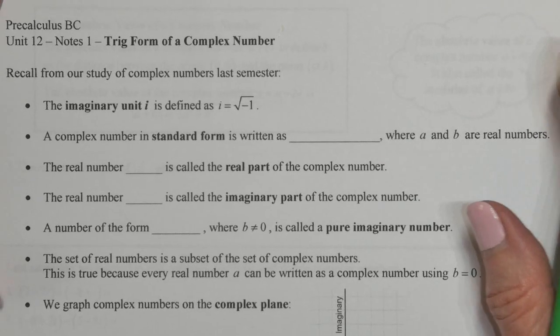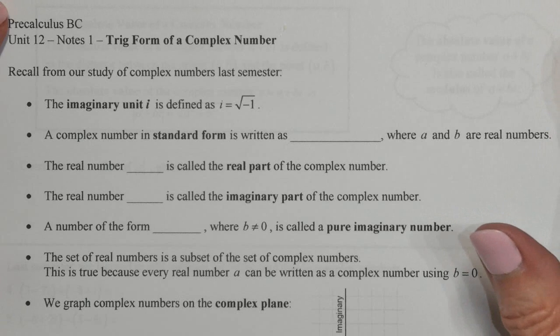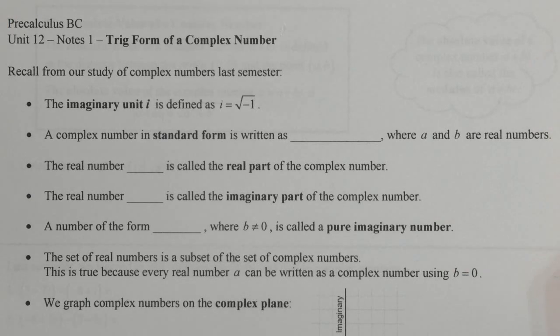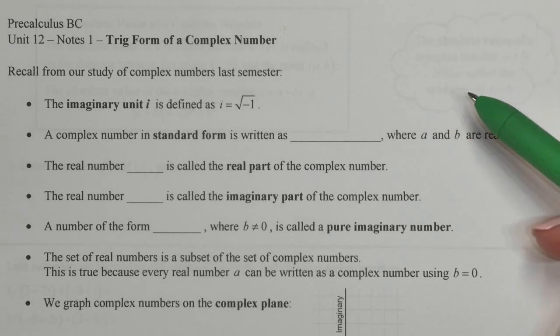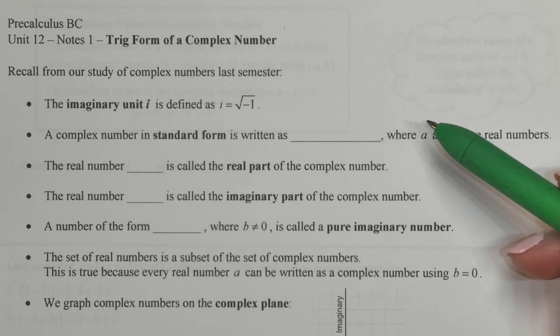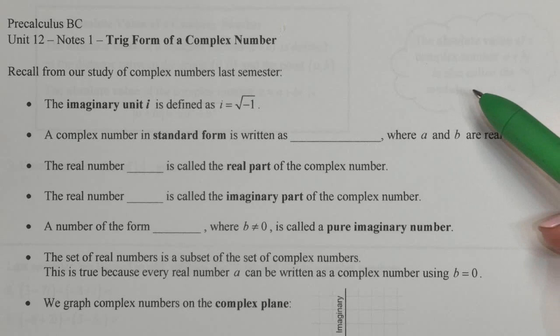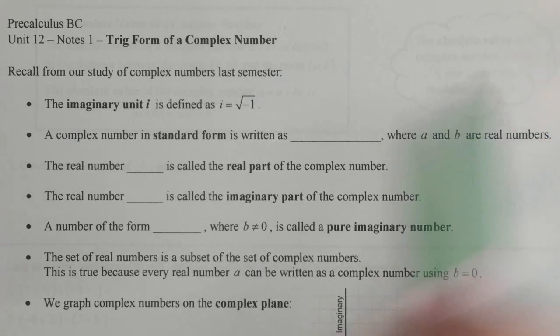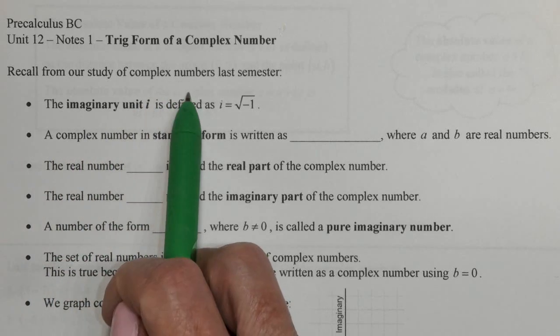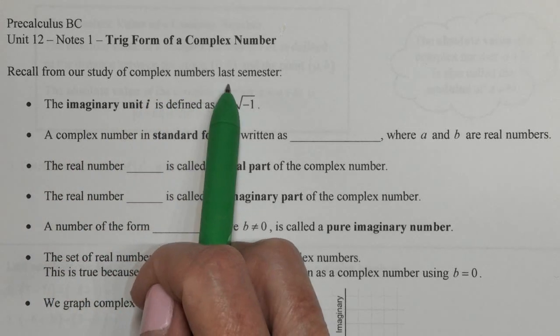Today we're starting a unit where we are going to be writing complex numbers in trigonometric form, polar form, in order to do stuff with them, okay? We can do things with complex numbers in polar form, trig form, that we could not do without that, all right? So first of all, let's do a brief review of our complex number unit from last semester.